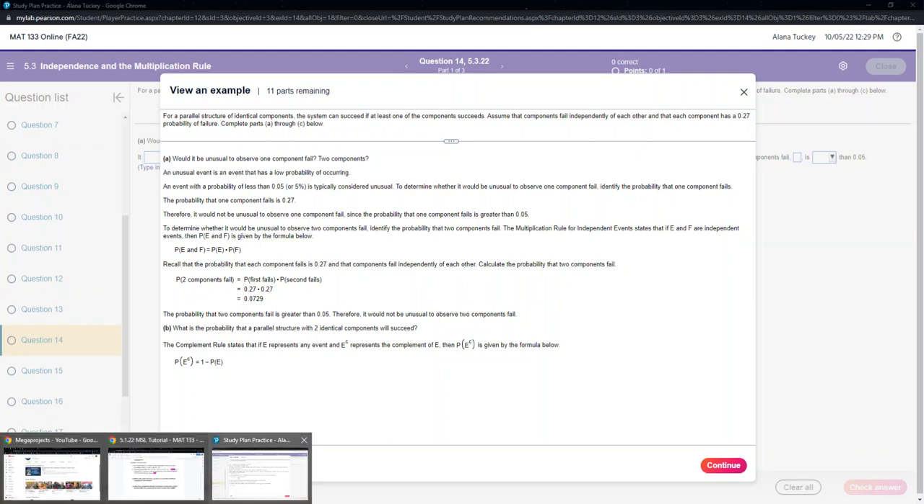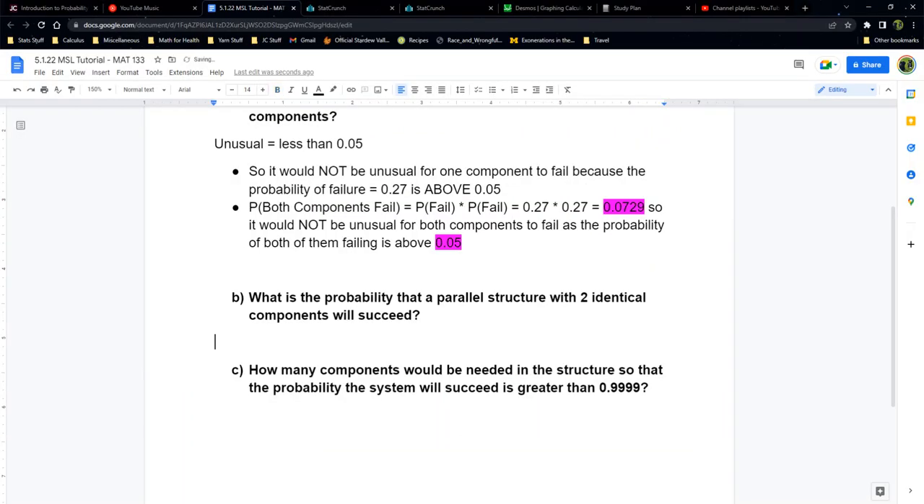All right, so let's think here. We want to know the probability of success, right? Okay, well, the probability of success is the probability that at least one component succeeds, which according to our rules, this is rule number 5, is 1 minus the probability that both fail, or let me hold this, probability of fail to the 2 power.